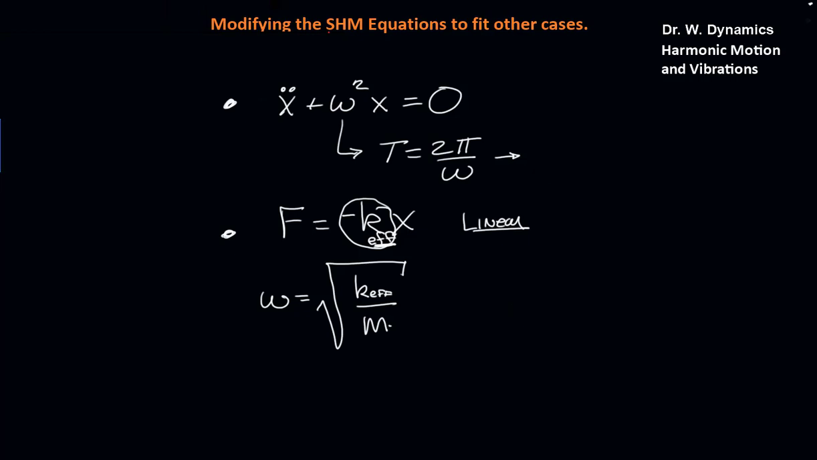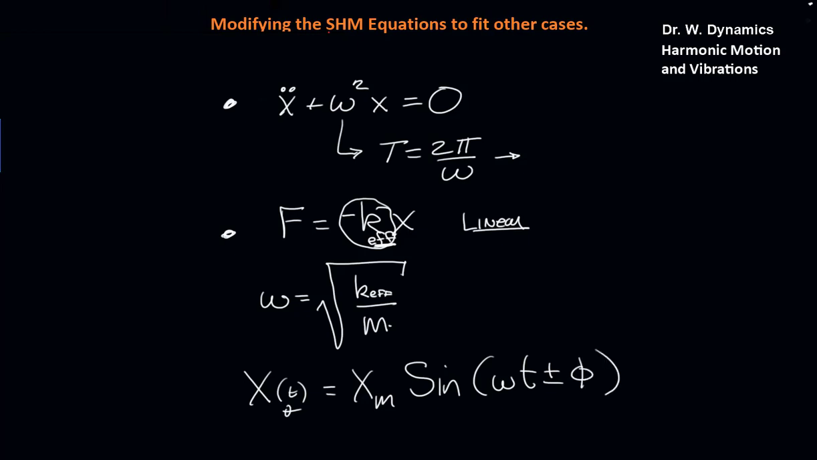And then we know that our general solution will be x as a function of time, or of theta, will be x max sine of omega t plus or minus some phase shift that it might have.